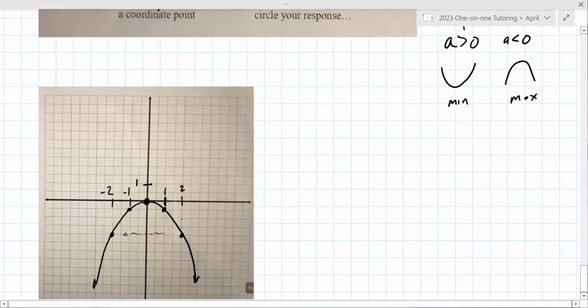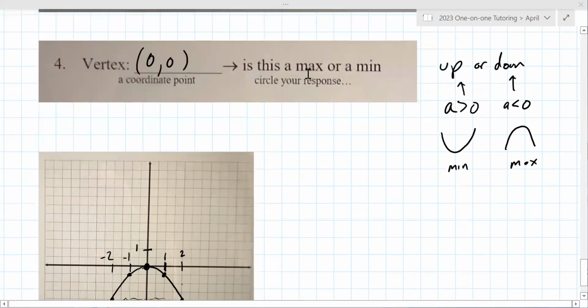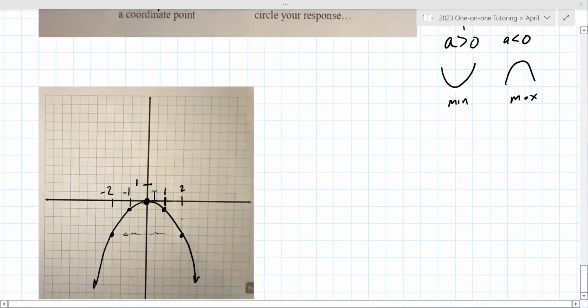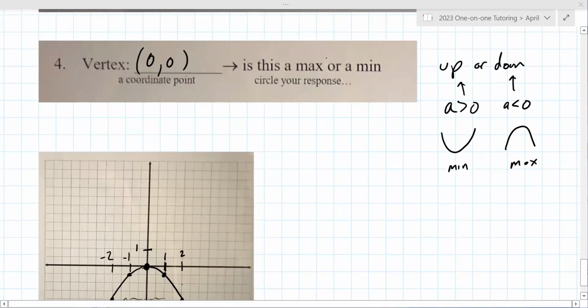Okay. Now we can answer some of these questions. We don't have to guess, we don't have to use the rules. So some of it you can wait until you have the graph there. Let me know when you get that graphed. Is this a max or a min, the top of the graph here? It's a max.